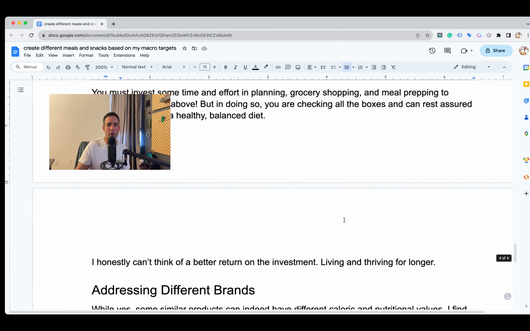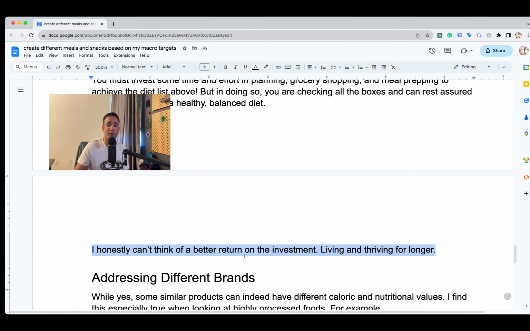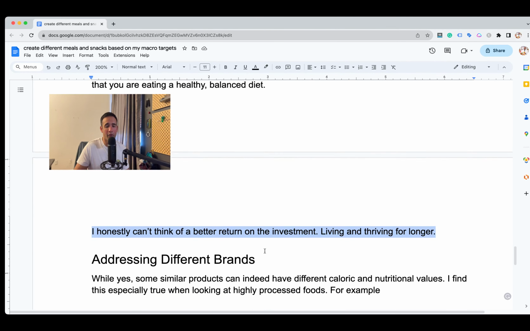So let's talk about this really quickly. I wrote this here: I cannot think of a better return on investment than living and thriving for longer.